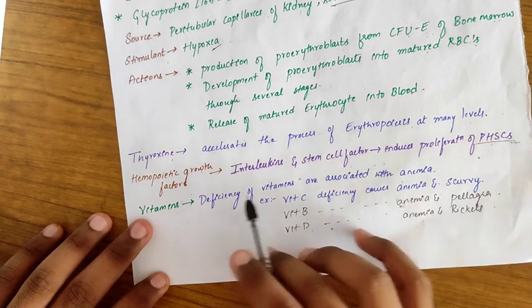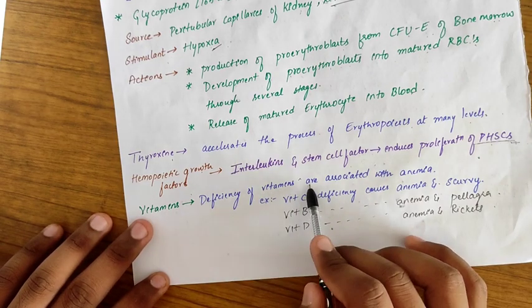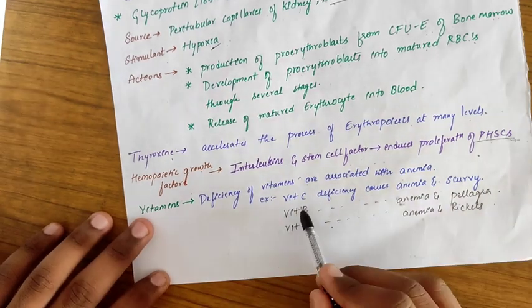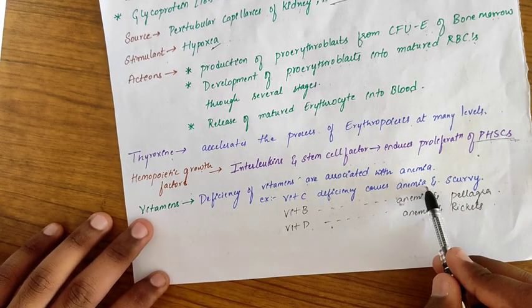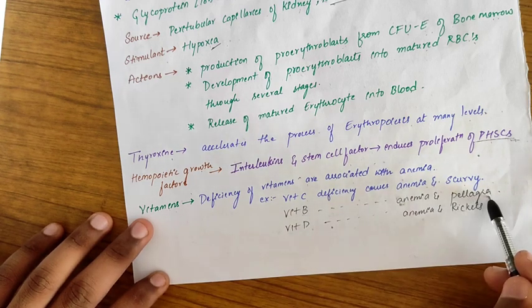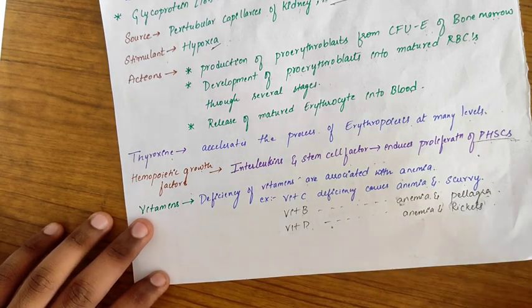erythropoiesis because deficiency of these vitamins is associated with anemia. For example, vitamin C deficiency causes anemia, and scurvy is also associated with it. Vitamin B deficiency causes pellagra, along with which anemia is also associated. Vitamin D deficiency causes rickets, along with which anemia occurs.